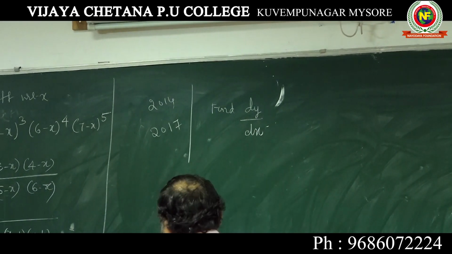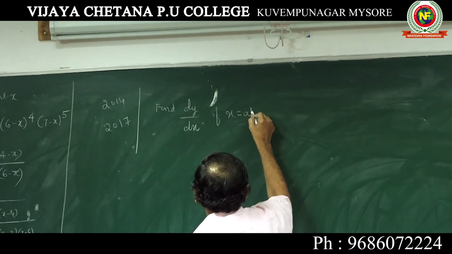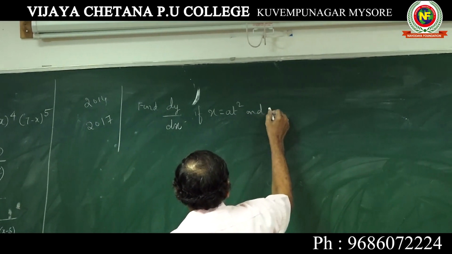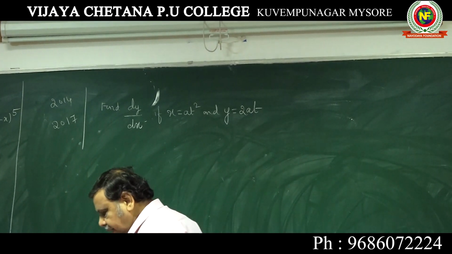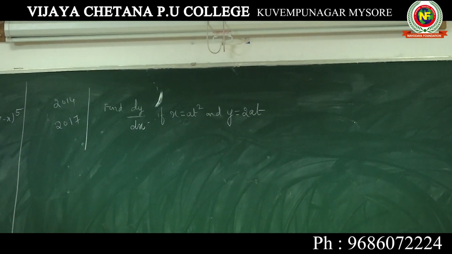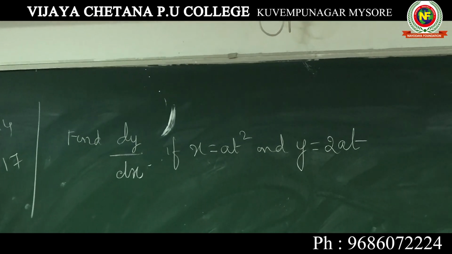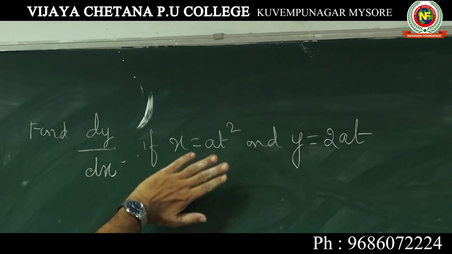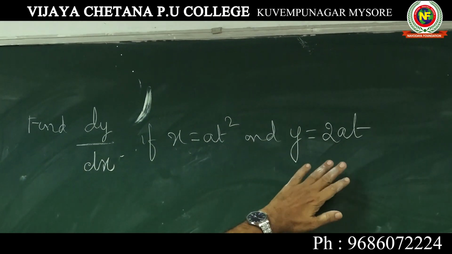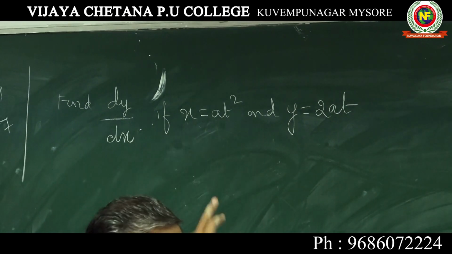Find dy by dx if x equals at square and y is equal to 2at. This is the problem. Please all of you note here, when x is expressed in terms of t and y is expressed in terms of t, the parameter is t and it is a parametric function.